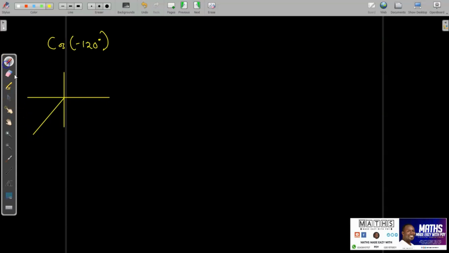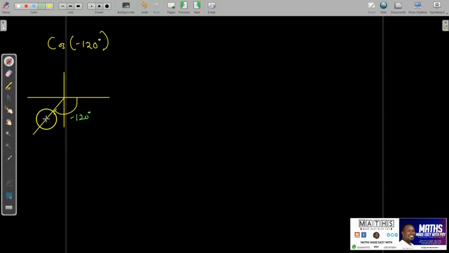Yes, please. It's okay. Use what we have here as the center. This angle here represents negative 120 degrees. So it means that angle finds itself in the third quadrant. It finds itself in the third quadrant.